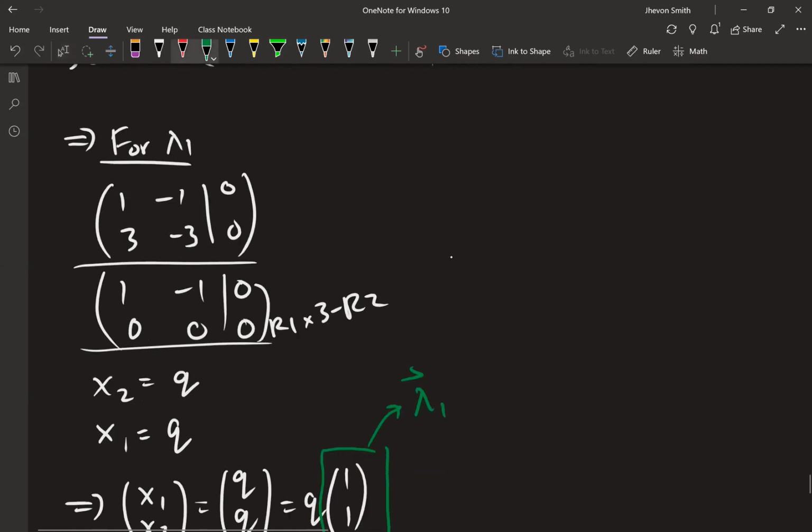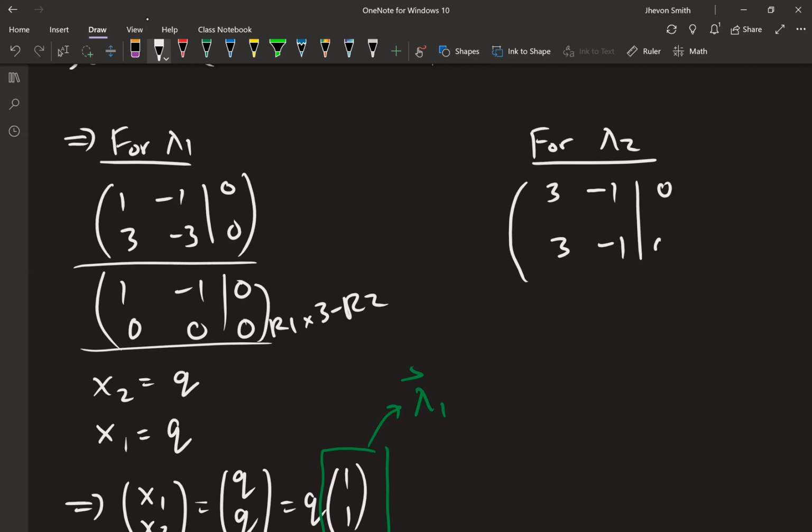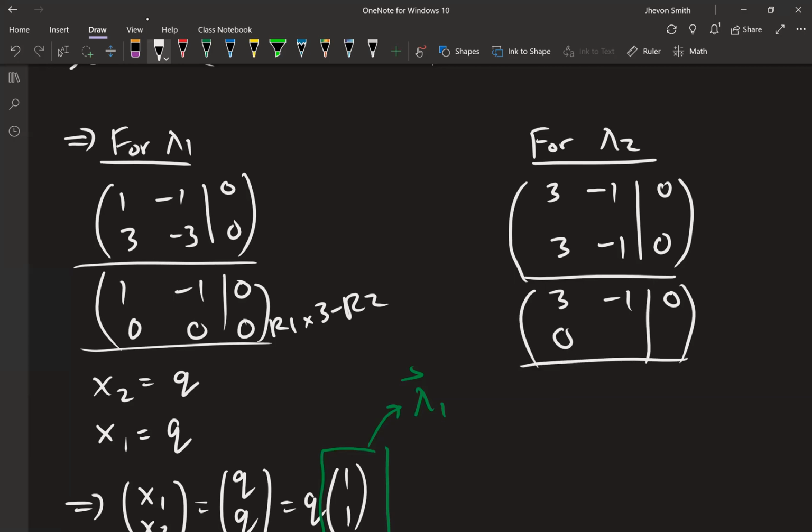Similarly, I can do this for lambda 2. This is going to look like 3 minus 1. It'll actually be the same in the other part if I plug those guys in. This is 3 minus 1, 0. Bottom is 0, 0, 0. This is a dependent system. This I can take by row 1 minus row 2.